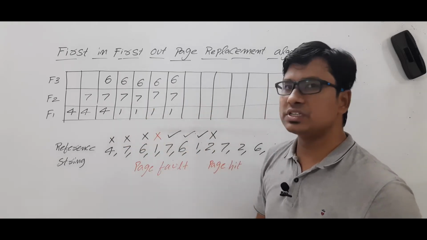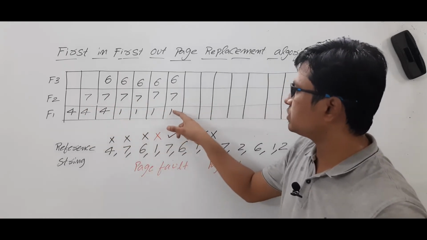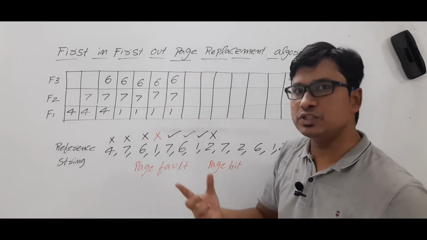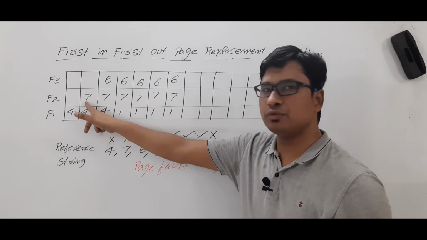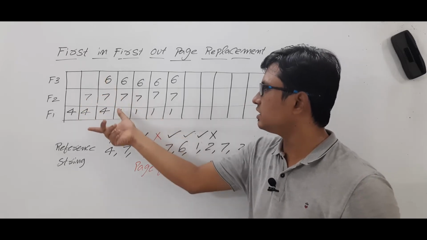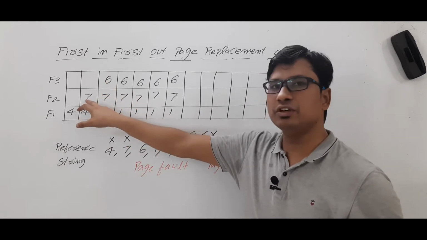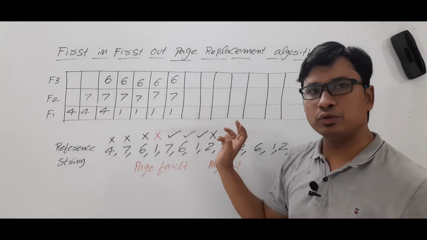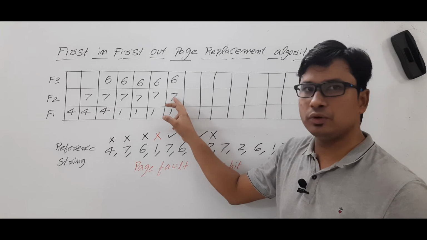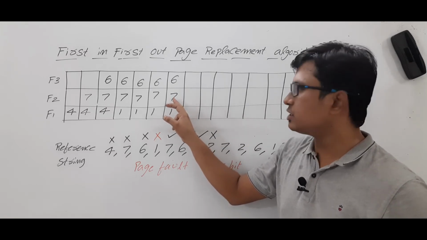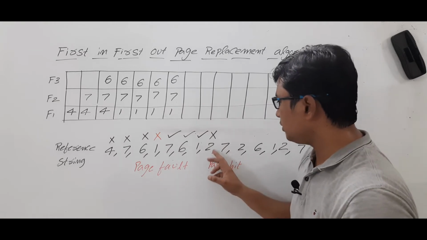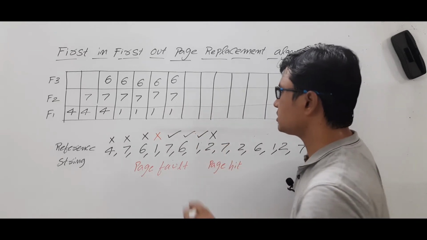So which page was in first? Look at the pages which are currently available, 1, 7, 6. Among them, which one was inserted first? 7 was inserted here, 6 was inserted here, 1 here. Among them, 7 was inserted first. So this is the victim page. That page you have to swap out, meaning you have to bring this page, which is currently available in the main memory, to the secondary memory, and you have to swap in page number 2.